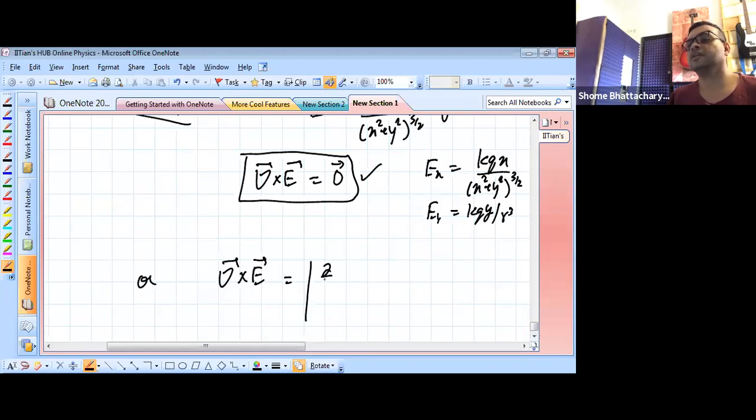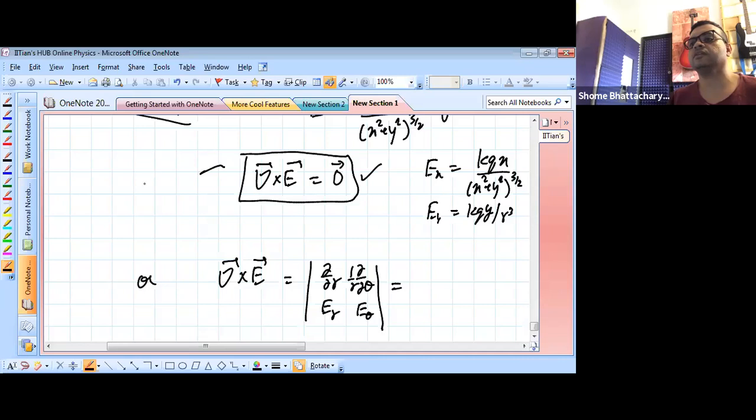It is del by del r, 1 by r del by del theta, radial component, tangential component. So you can see the tangential component is 0 and the radial component does not have any.